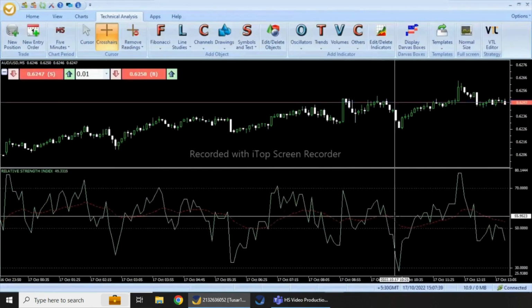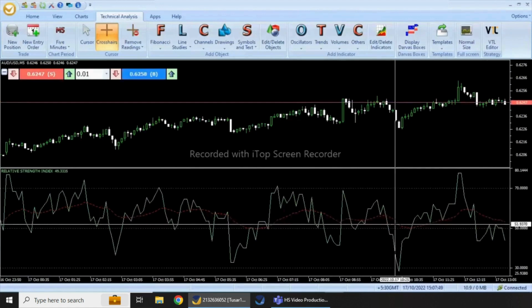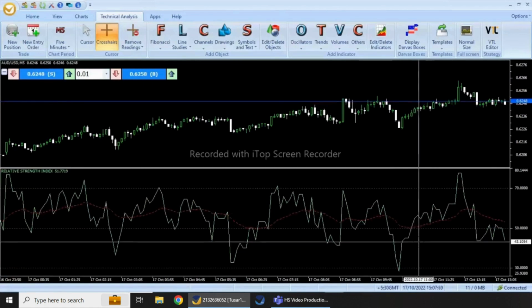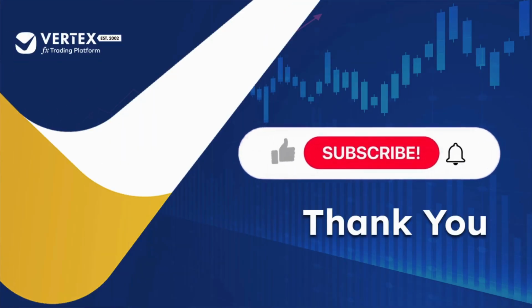In most cases, an RSI above 55 is considered strong for a bullish trend, while an RSI below 45 indicates a bearish trend. If RSI is within this range, it's a signal to consider your entry. That's it for this tutorial.